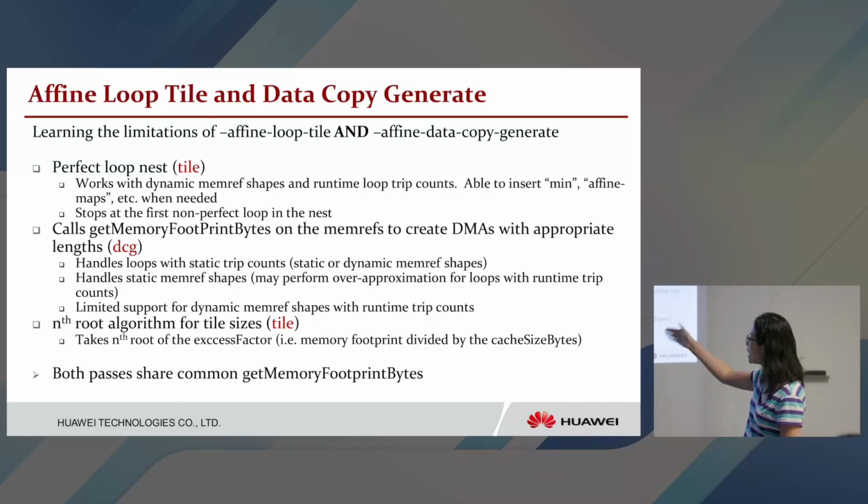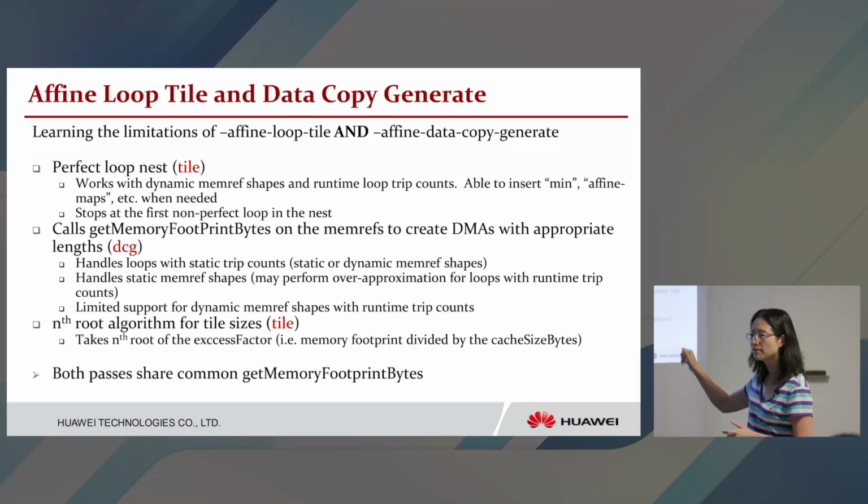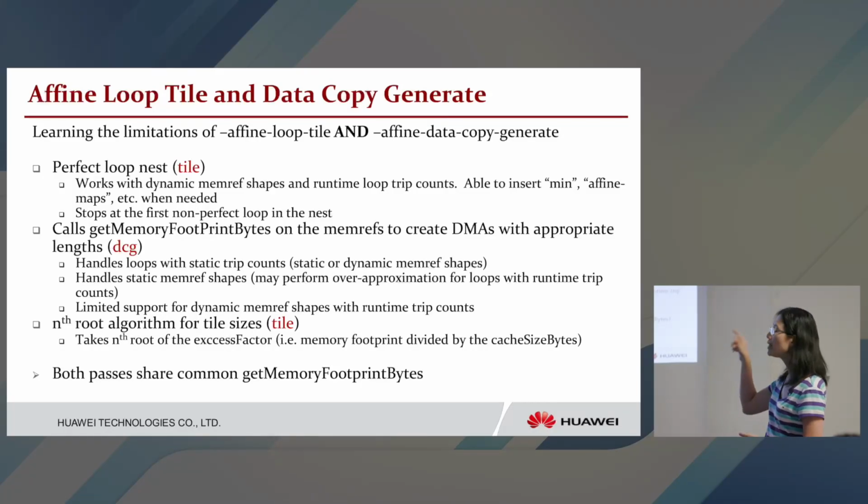So we analyzed in depth the limitations of DCG. We found that it handles static loop trip counts quite nicely, static memrefs quite nicely, in combination with runtime trip counts. Yes, you need to know the cases, but when you hit the case of dynamic memref, for example, SQL buffer gives us dynamic memref and runtime trip counts, that is of limited support. I mean, it does support some cases to do the data copy generate to put a DMA, but it also hits problems.